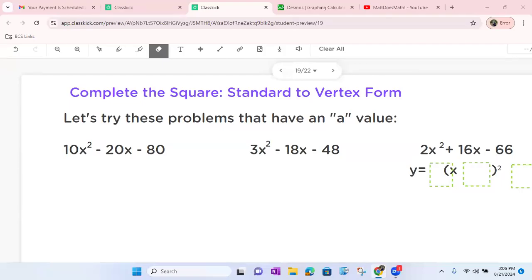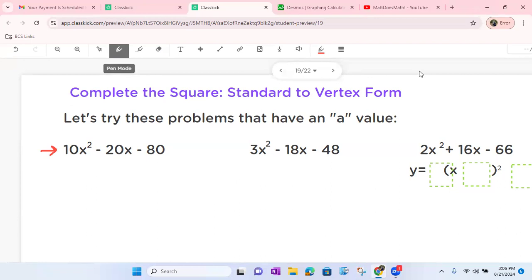All right, y'all, we are going to complete the square and transfer standard form quadratics to vertex form. And we're going to do this when we have an a value or a leading coefficient in the front of the equation. And 10 is our leading coefficient. So we're going to do this very similar to what we did before. We just have a couple differences.